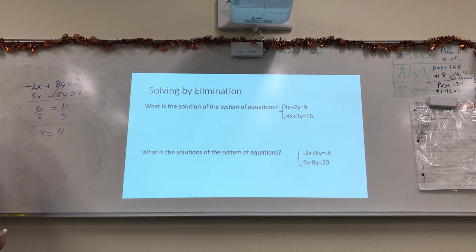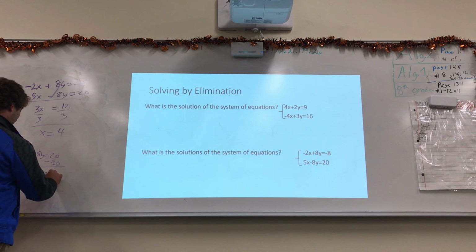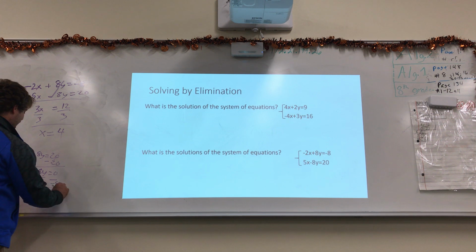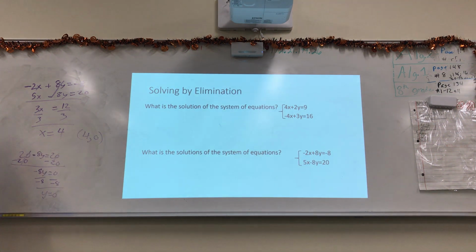Alright, sub that back in. I'm probably going to go into this one because it's easier to multiply. 20 minus 8y equals 20. We're going to go minus 20, minus 20. Equals 0, divide by negative 8, divide by negative 8, y equals 0. So my ordered pair here is 4, 0. That's my solution for that one.